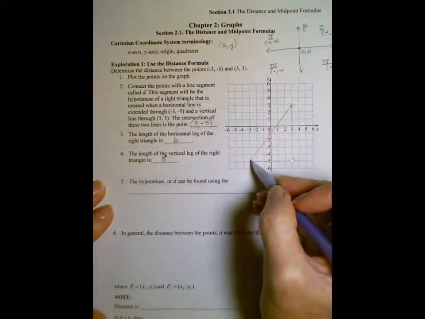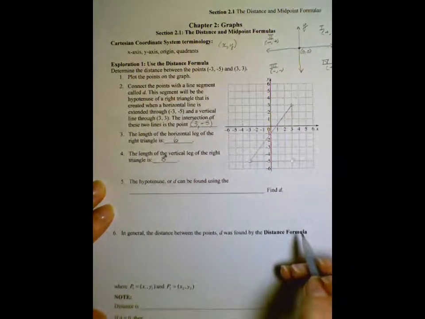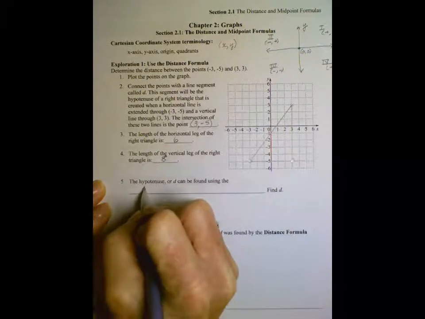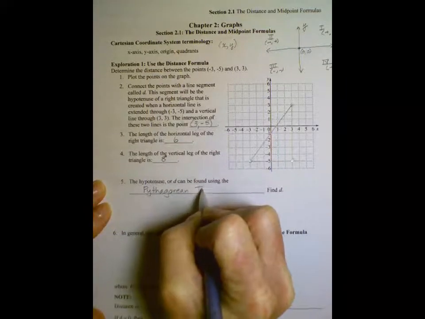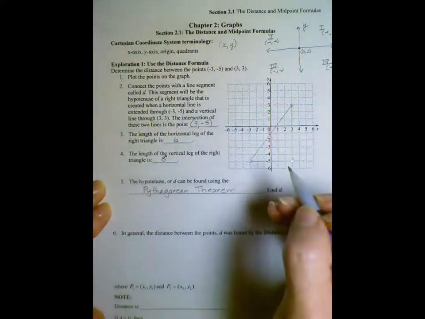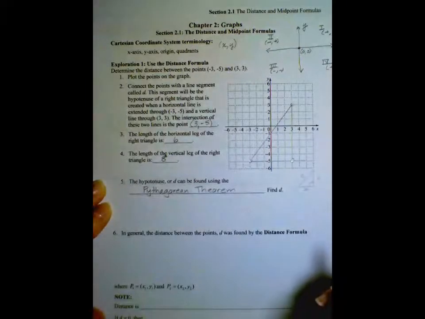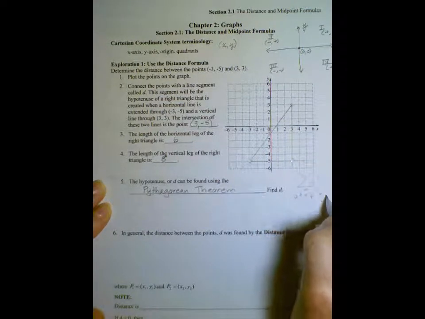So the length of this hypotenuse, d, can be found using what? When you have a right triangle, what's a theorem that we use in right triangles to find lengths of sides? Do you remember? The Pythagorean Theorem? Okay, do you remember that? What does the Pythagorean Theorem say? Well, usually with our right triangle, we say we have an a and a b, and we call the hypotenuse c, and the Pythagorean Theorem says a squared plus b squared equals c squared.